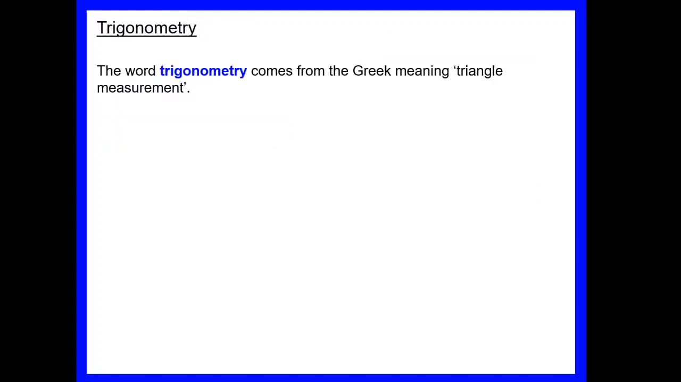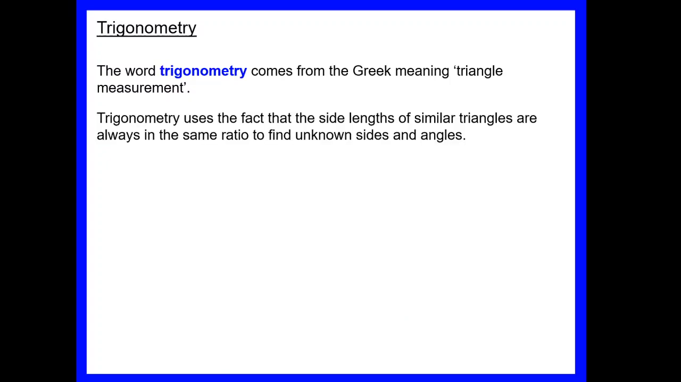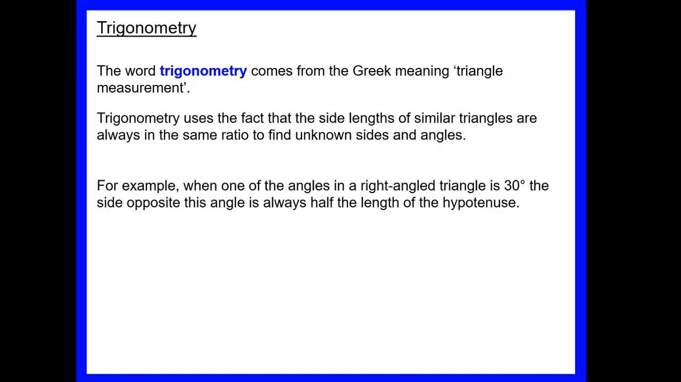So trigonometry, what's trigonometry? Well, the word trigonometry comes from Greek and it means triangle measurement. It uses the fact that the side lengths of similar triangles are always in the same ratio to find unknown sides and angles. For example, when one of the angles in a right-angled triangle is 30 degrees, the side opposite the angle is always half the length of the hypotenuse.